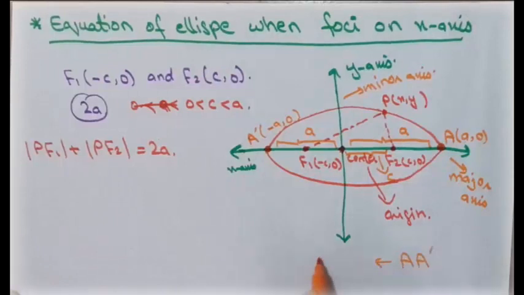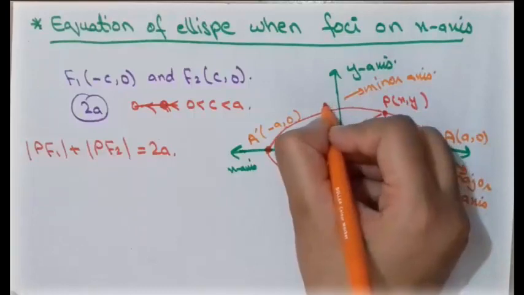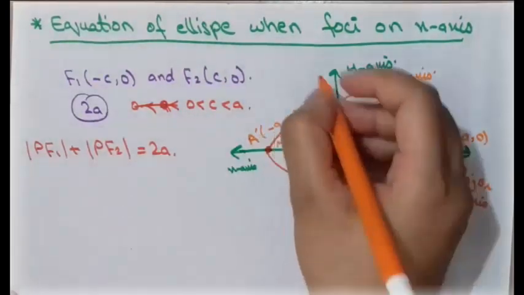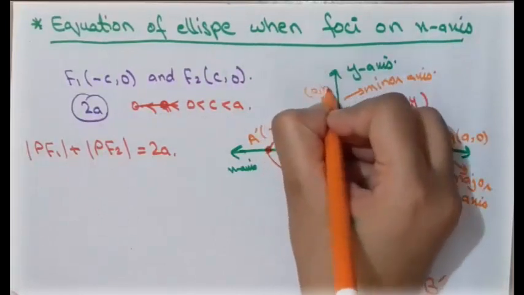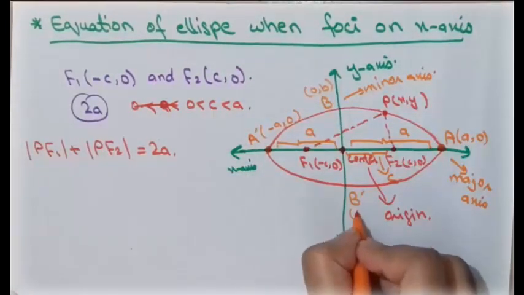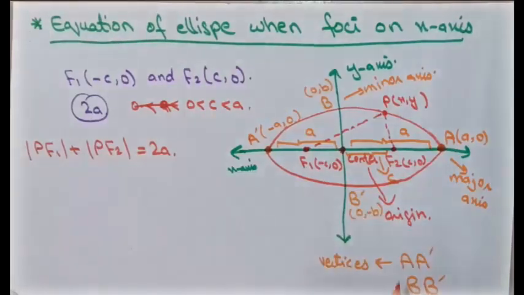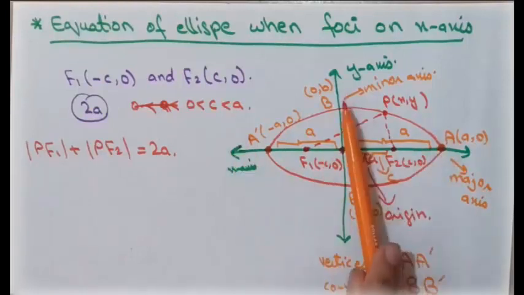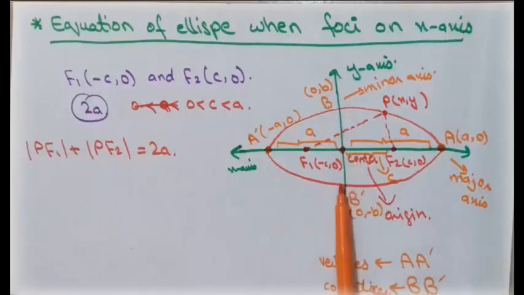A dash and A are basically the vertices of the ellipse. I suppose this point is B and this point is B dash, and similarly we find the coordinates, which are (0, b) and (0, -b), and these are co-vertices. A A dash is called the major axis, and A and A dash are the vertices. In a similar way, B B dash is the minor axis, and B and B dash are called the co-vertices.